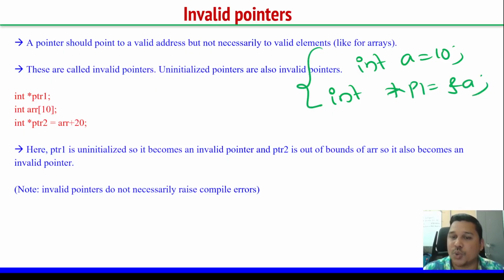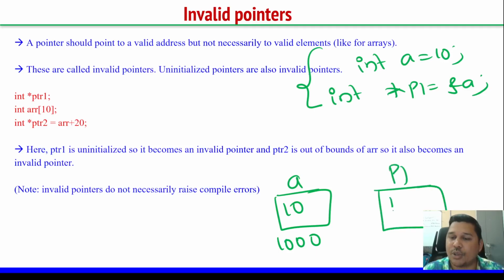What is the meaning of these two statements? There is a variable a which contains 10. It has some address 1000. There is a pointer p1. It also stores 1000. It is mapping like this. Its address is 2000. Right. This way you are using pointers to store the address of other variables.